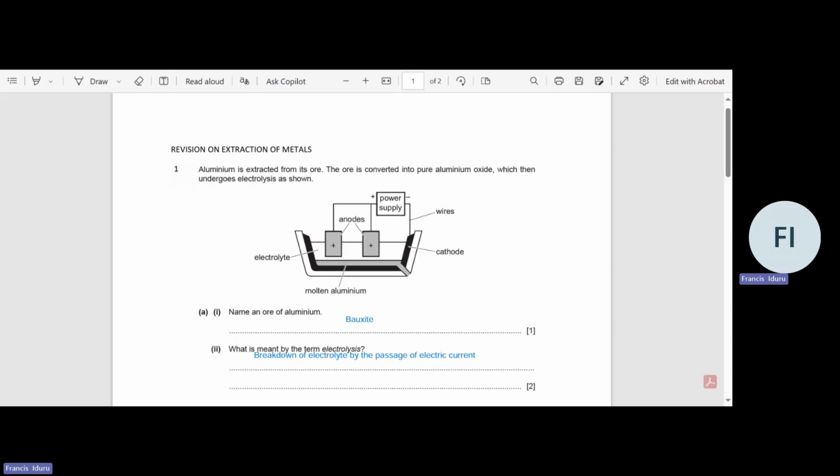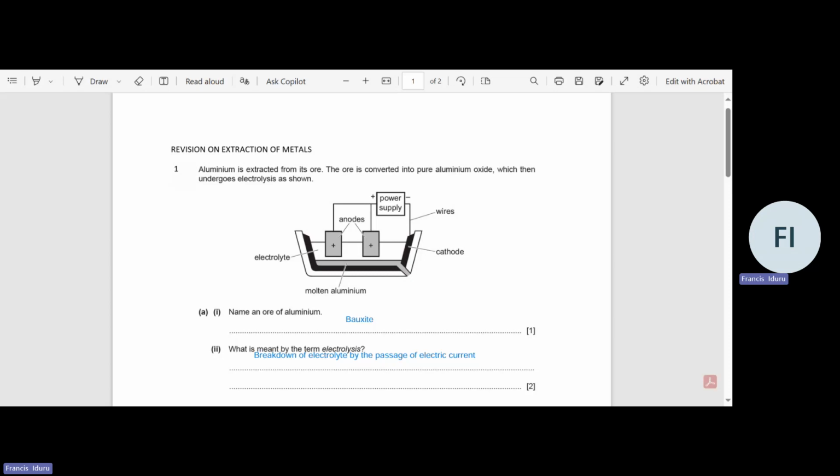The last use of electrolysis is for the purpose of electroplating, to protect a metal that is prone to rusting or corrosion with another metal that is corrosion resistant. We call that electroplating. So tonight I just want to discuss with you the extraction of metal. An example of that important metal is aluminium.